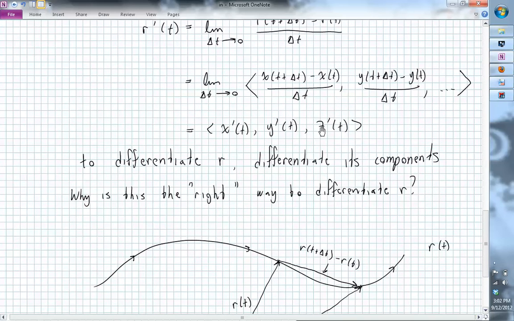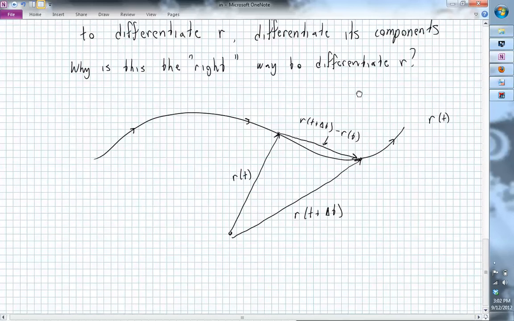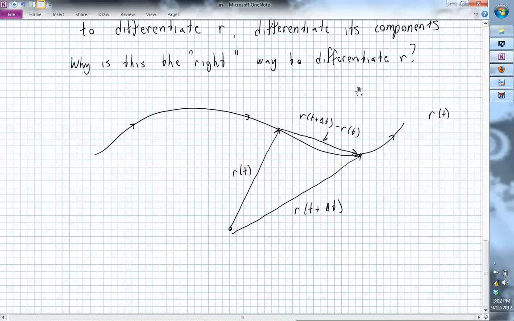Why is delta t the right thing down there? So I've kind of motivated why r of t plus delta t minus r of t is the right thing, or a useful thing to think about here, because it's telling us the displacement as we go from t to t plus delta t. Let me try to motivate why we should divide that by delta t.